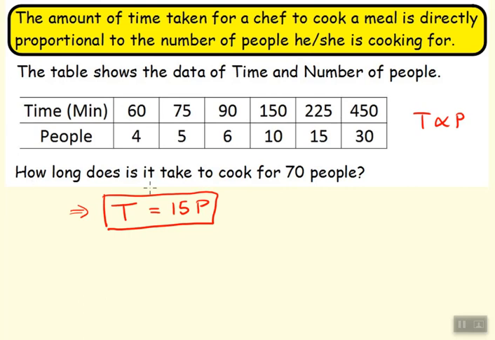So that means we can work out this question here. If you're cooking for 70 people, the time it would take would be T equals 15 times 70, because you can think about it as 15 minutes per person. So that works out to 1050 minutes. You can always work out how many hours that is. It's about 17.5 hours, I think. But that's how many minutes it would take to cook for 70 people.